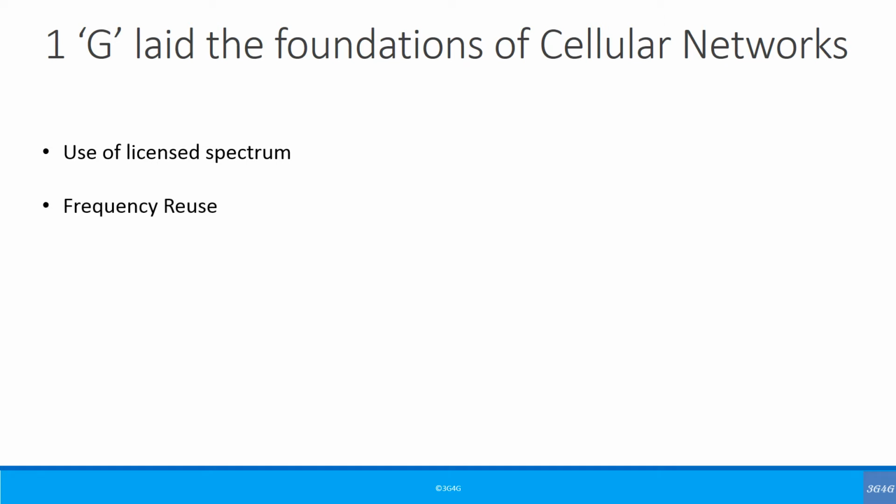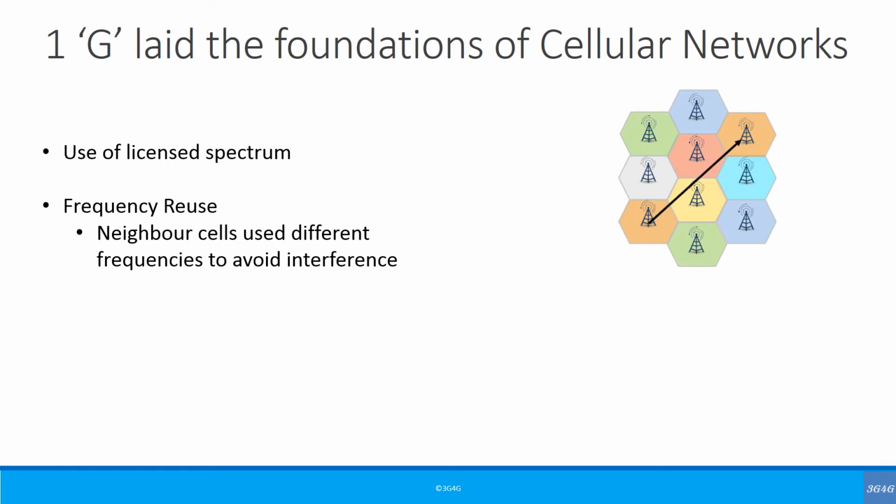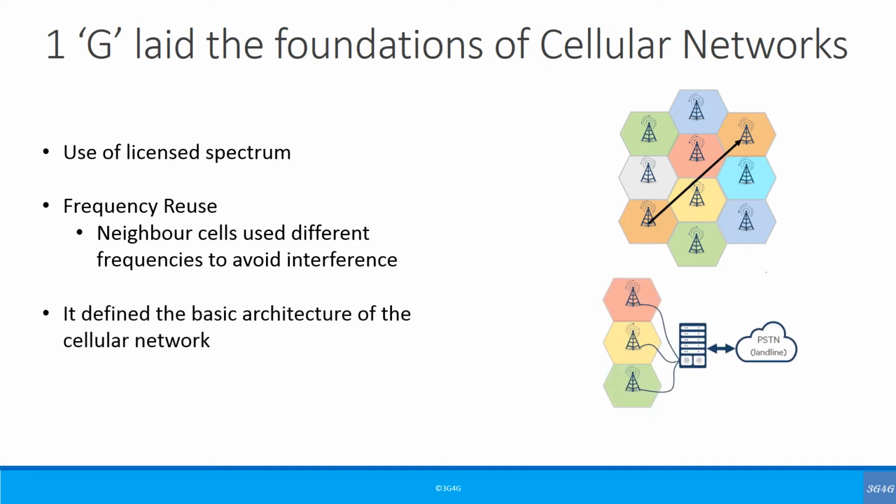There was also frequency reuse. Neighbor cells used different frequencies to avoid interference, as you can see in the picture on the right hand side. And it also defined the basic architecture of the cellular network. Now remember, in 1G and even in early 2G, the focus was only on voice calls. All the cellular system needed to do was connect to a PSTN landline system.